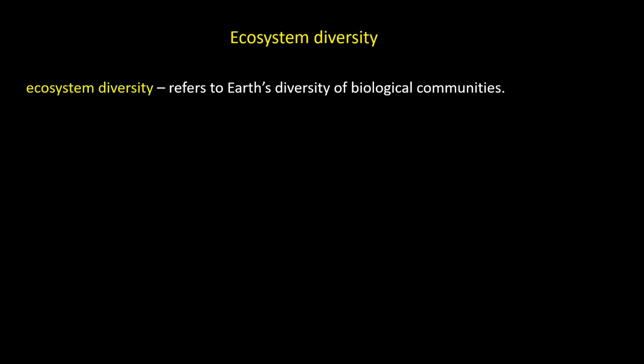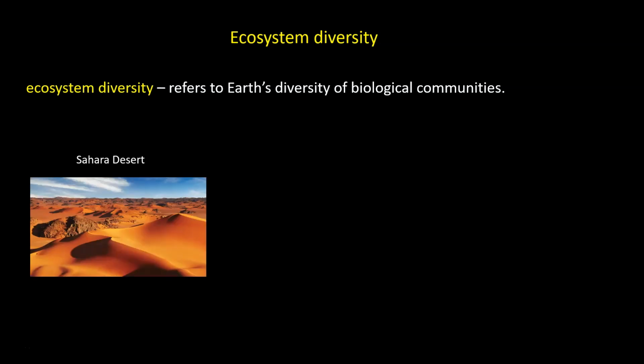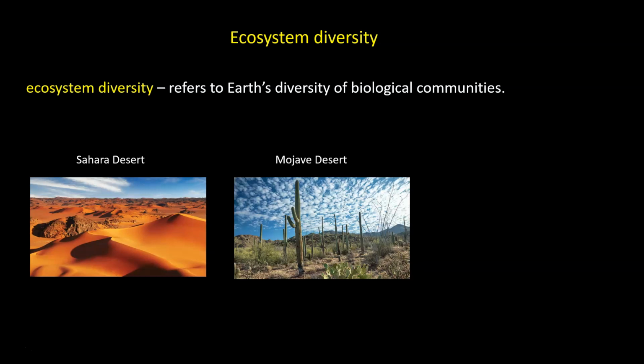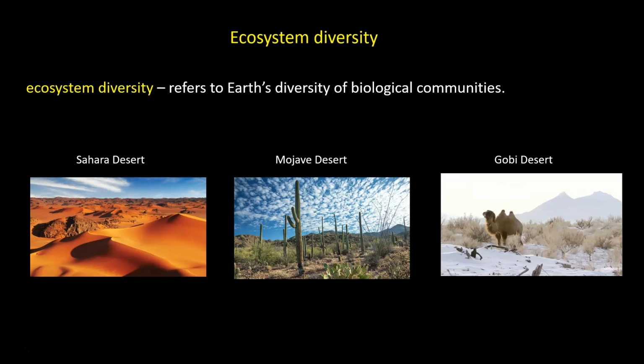Now, the last component of biodiversity is ecosystem diversity, and it refers to Earth's diversity of biological communities or ecosystems. We've talked about desert biomes, and you know that deserts receive little rainfall, and they can be either hot or cold. But think about the different types of desert. There's the Sahara Desert in Africa. There's the Mojave Desert in the southwestern United States, and there's the Gobi Desert in Central Asia, which can sometimes see snow.